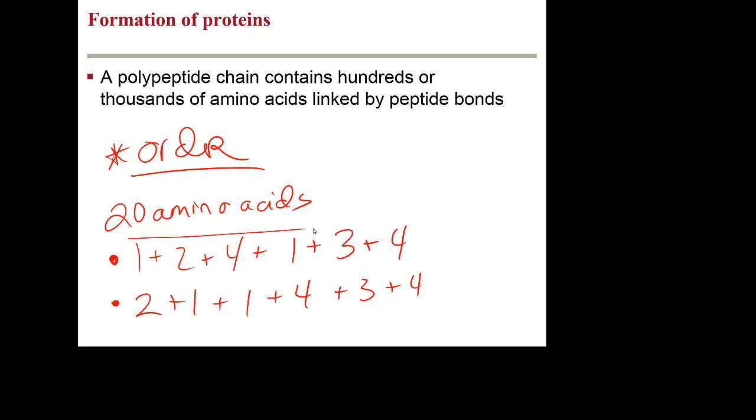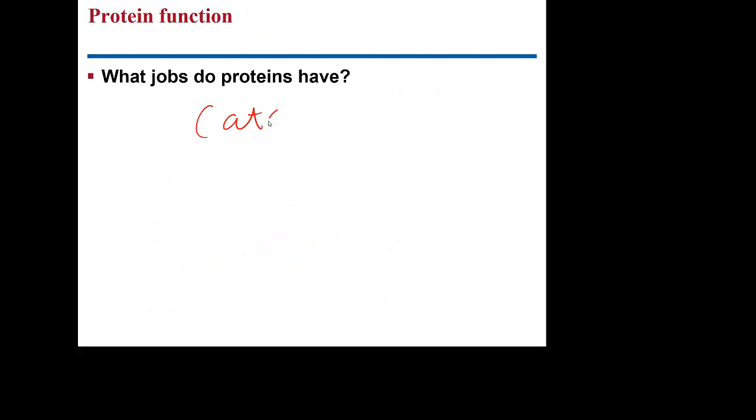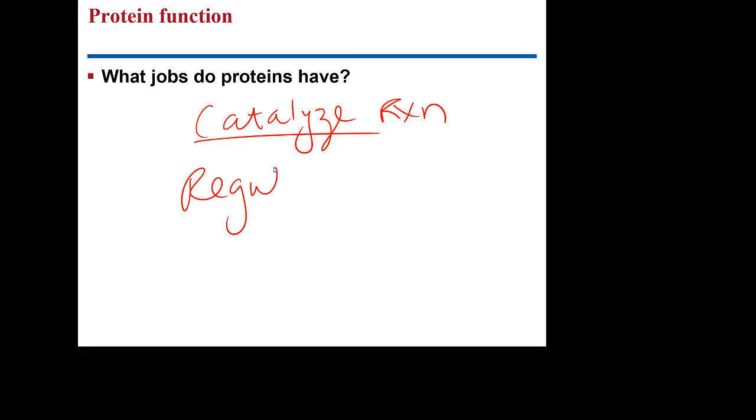Think about amino acids like letters of the alphabet. You can put them together in all kinds of sequences to build different words. In this case, we're building different proteins that are going to do different jobs. They can catalyze reactions. What does it mean to catalyze a reaction? Makes it go better. It can regulate things in your body. It can build muscle, right? There are all kinds of things that proteins are going to be able to do for us.